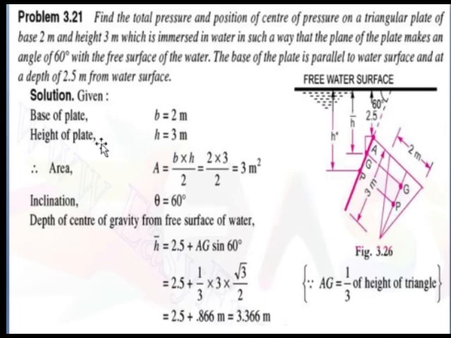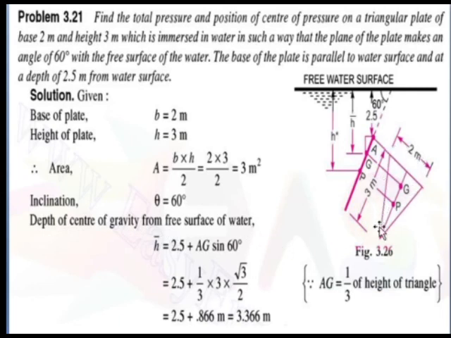solution. What they have given in the problem: the base of the plate is 2 meter, the height of the plate is 3 meter. It is a triangular shape, so the area is 1 by 2 bh. Area of the triangle is 1 upon 2 into b into h, and we get the value as 3 meter square. Then they have given the angle made by this plate with the free surface of water, which is theta equal to 60 degree. Then we have to calculate the depth of the center of gravity from the free surface of water.